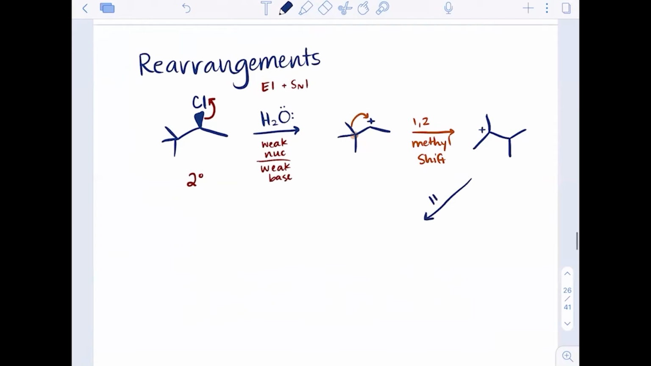Let's look at water just as our SN1 reagent first. There you go. Do our nucleophilic attack.